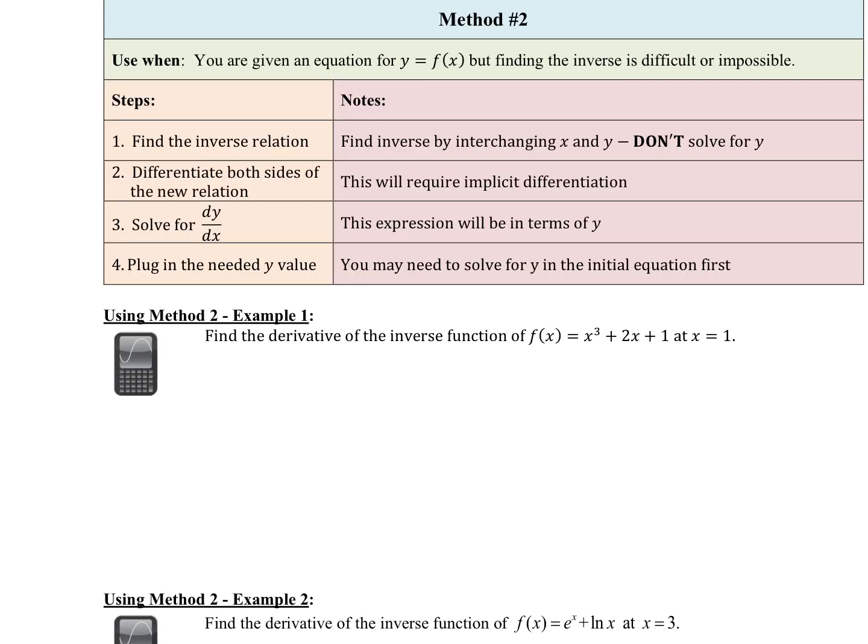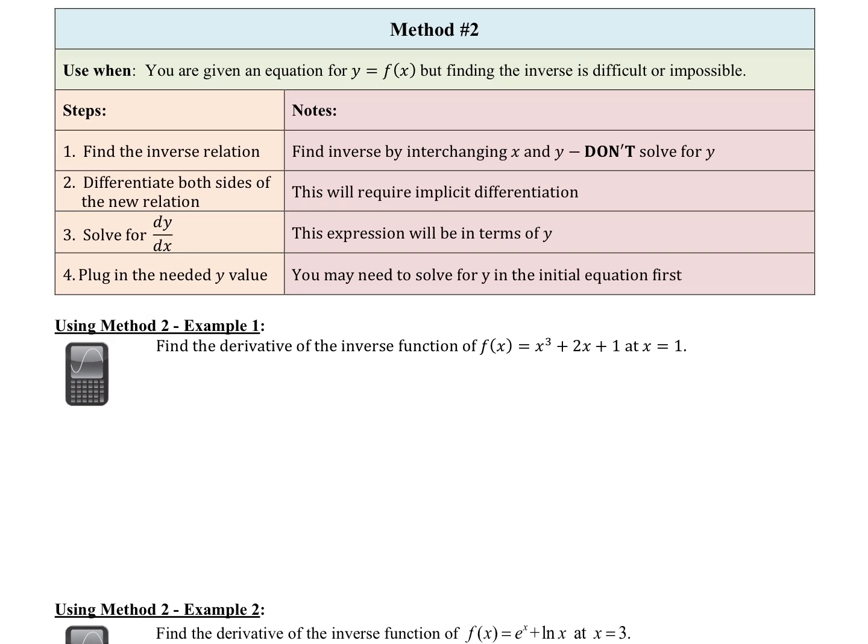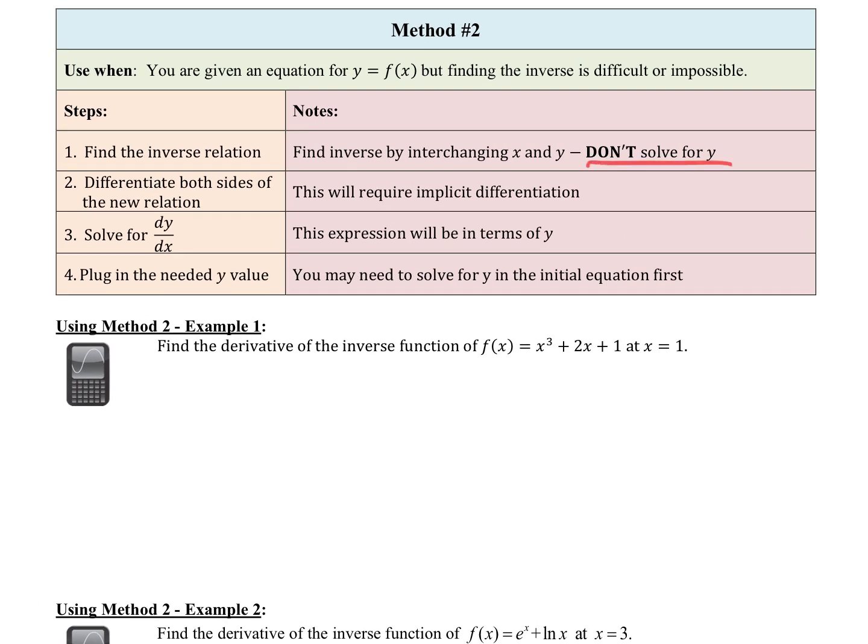Okay, so this method you are going to use when finding the inverse is difficult or impossible. AKA, there are multiple y's, and you cannot solve for just y. You'd have like y times some other y factor, right? So I can't just get y by itself. So when we're solving for our inverse here, we're still going to flip our x's and y's, okay? But we're not going to solve. It says don't solve for y, okay?